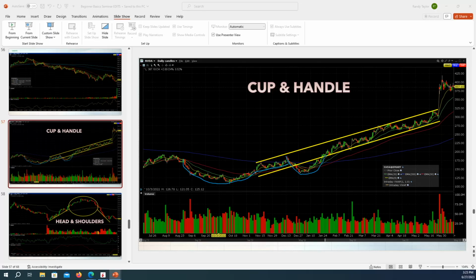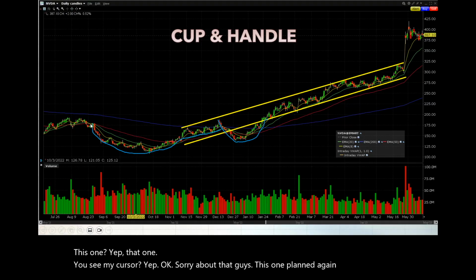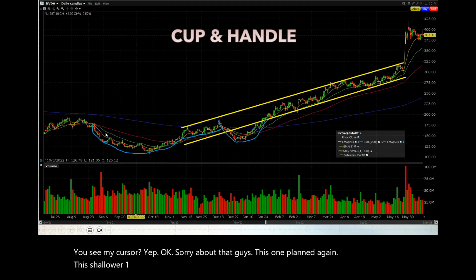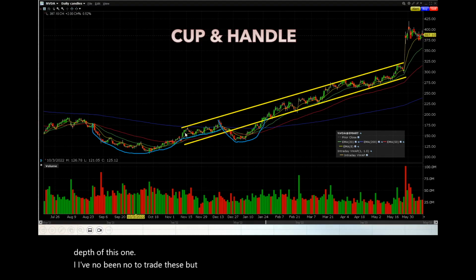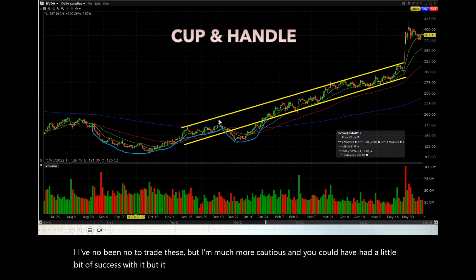So this shallower one definitely gives you some indication, but you notice how it had this sideways action of back and forth, back and forth. With this shallower one, I'm always more cautious. Notice the shallowness there versus the depth of this one. I've been known to trade these, but I'm much more cautious. You could have had a little bit of success with it, but it only got up to right here, which basically completed the saucer. And then notice it went into a dive.